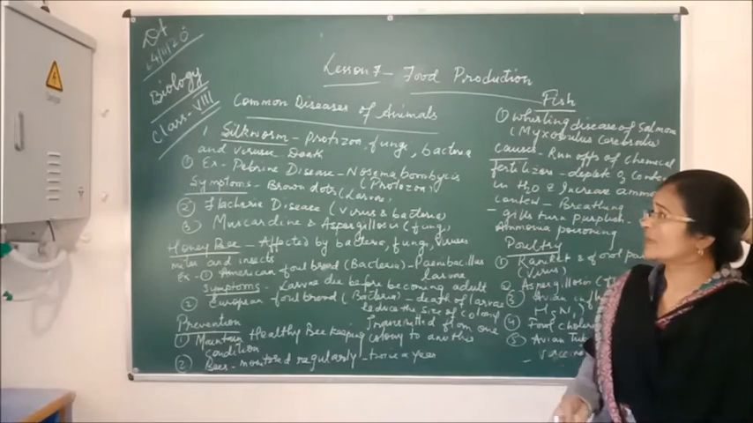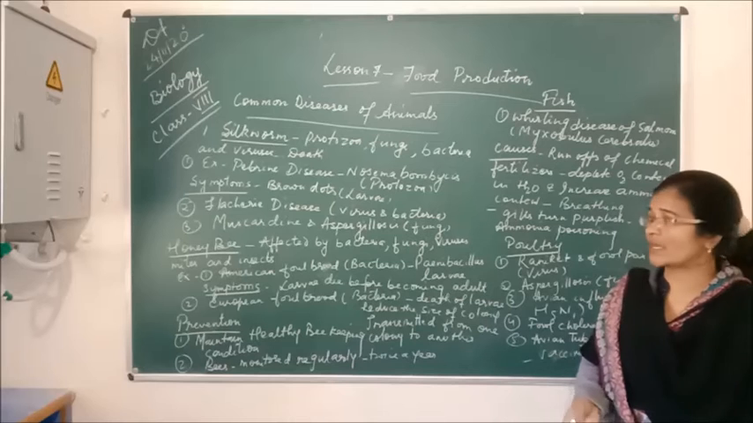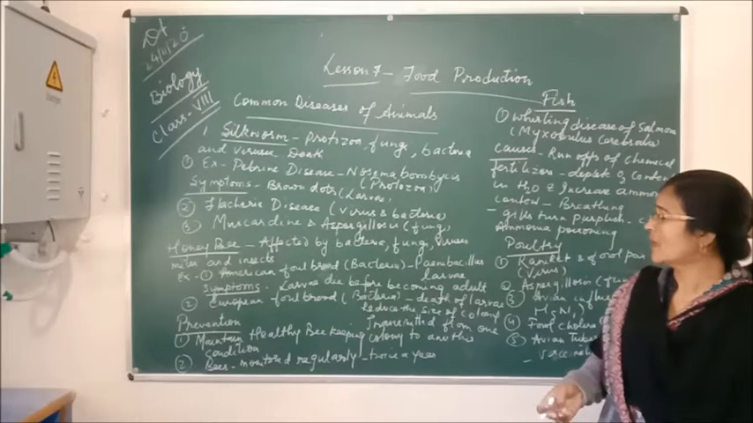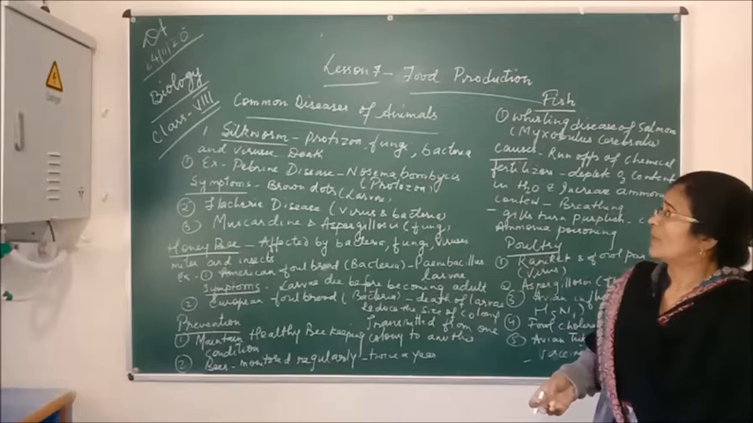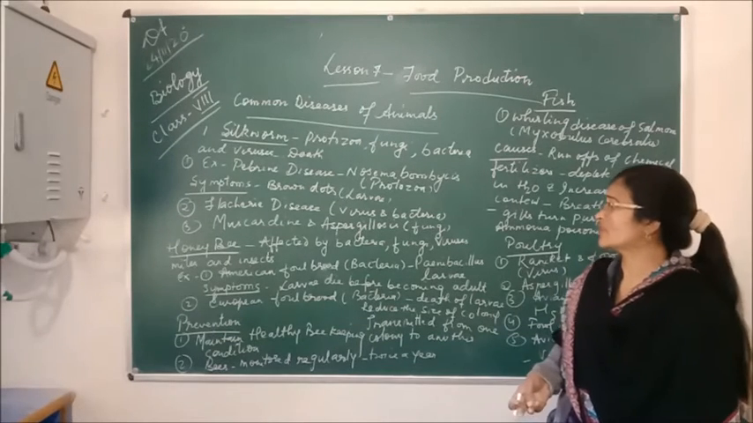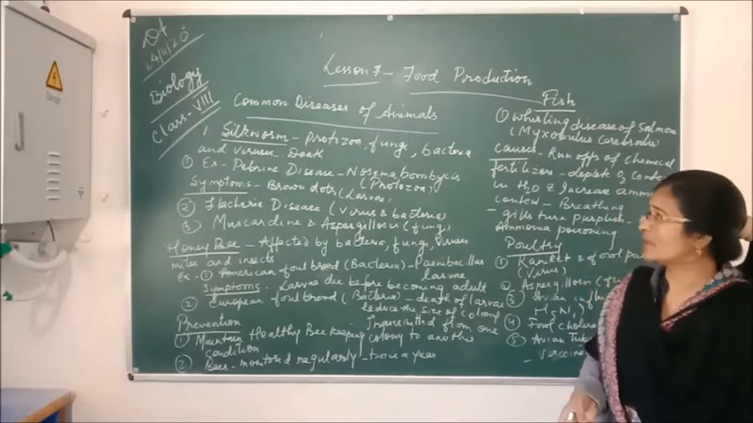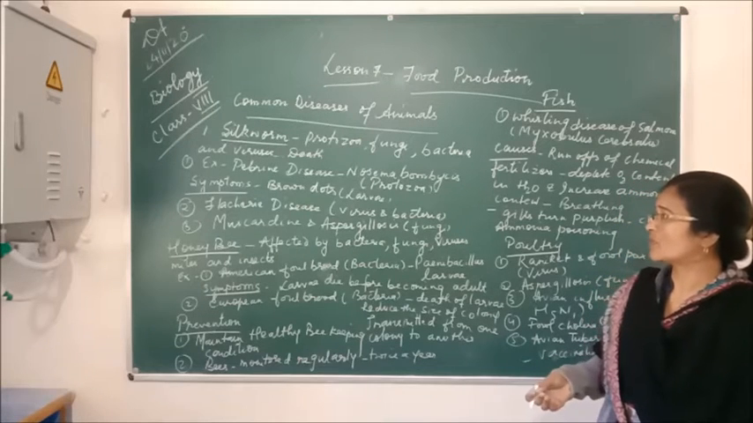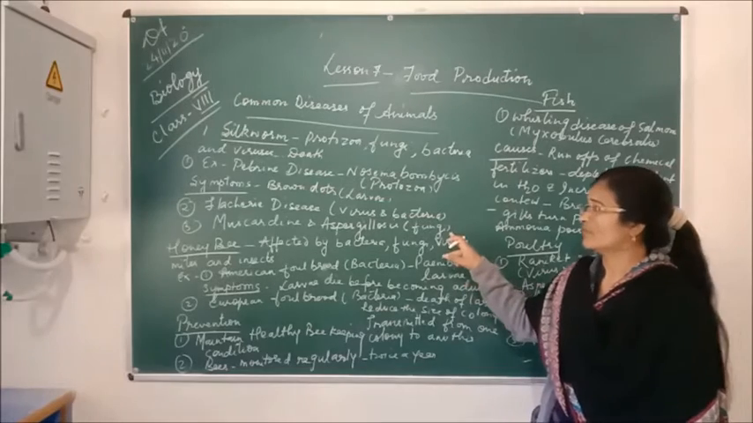So these three are the most common disease in the silkworm. First is the pebrine disease, second is flashery disease, and the third is muscardine and aspergillosis. Pebrine, which is caused by Nosema bombycis, which is protozoa, flasheries, which is caused by virus and bacteria, and muscardine and aspergillosis, which is caused by fungi.